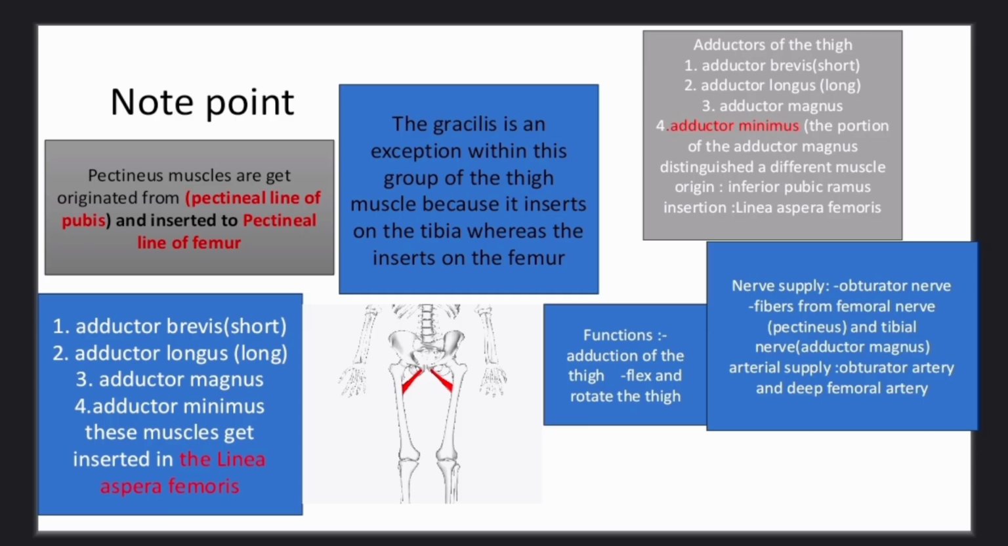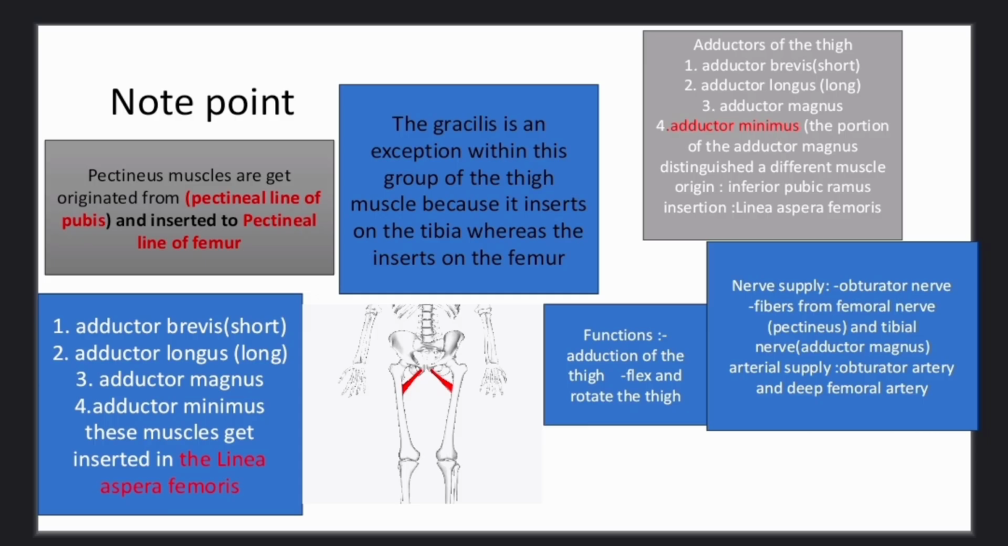So next point is common function. The primary function of the medial compartment muscles is adduction of the thigh. They also assist in flexion of the thigh, rotation of the thigh, stabilization of the thigh. But remember, adduction of the thigh is done by the medial compartment of the thigh. Then nerve supply. Most muscles of the medial compartment are supplied by the obturator nerve. Exceptions are two muscles, that is pectineus and hamstring part of the adductor magnus. Pectineus is supplied by the femoral nerve, whereas hamstring part of the adductor magnus is supplied by the tibial division of the sciatic nerve.